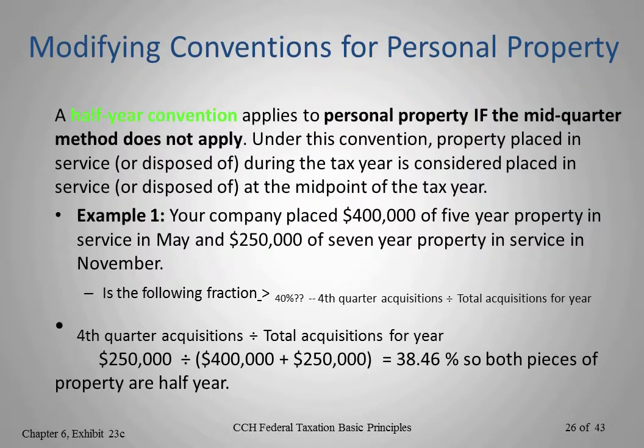And that turns out to be 38.46%, 250 over 650. Double check my math. Make sure you're doing what I'm doing, not just reading it. So it is less than 40%, so everything is half-year property. Now you have to separate out, right? Because the 5-year property goes to the 5-year table, and in the first year you use 0.20. The 7-year property goes to the 7-year table, and in the first year I think it's 14.29, but don't quote me on that. Make sure you look it up.